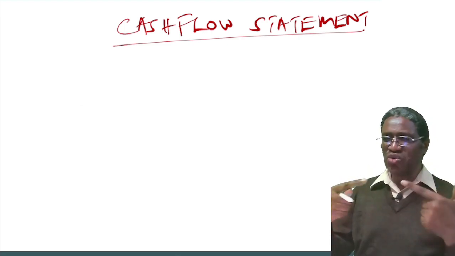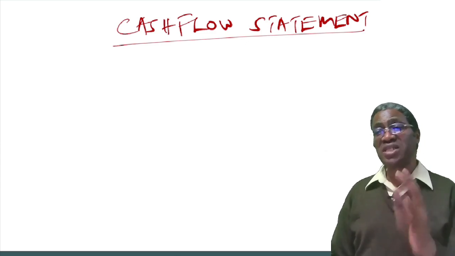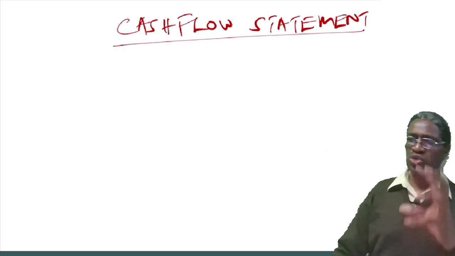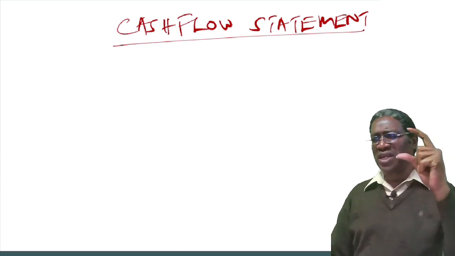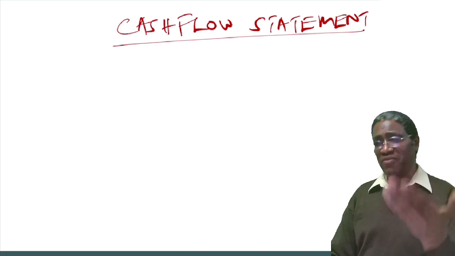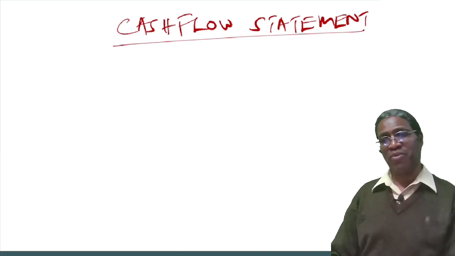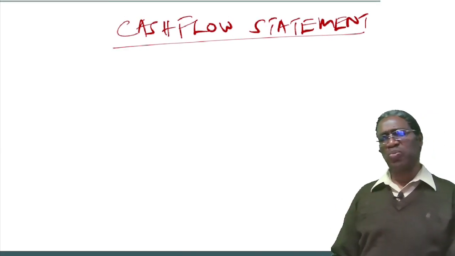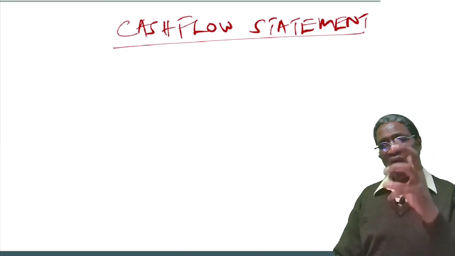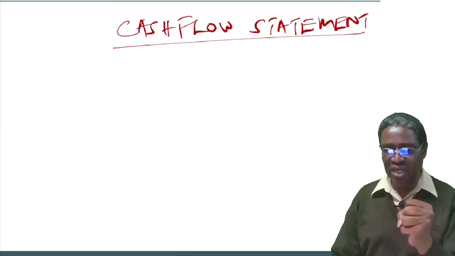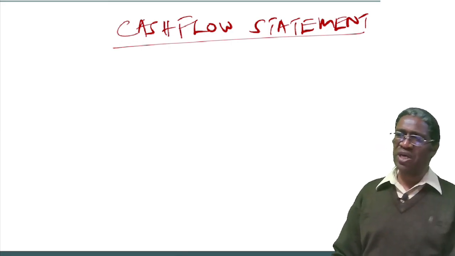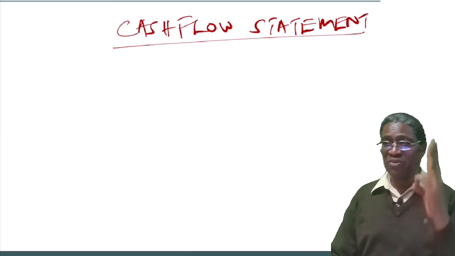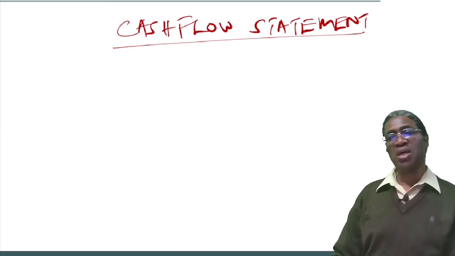Let me remind you of the key issues which are still applicable when you are doing a question on cash flow, whether at the intermediate level or the advanced level. You still need this information. When you are required to prepare a cash flow statement, you are required to classify your cash flows into three categories.